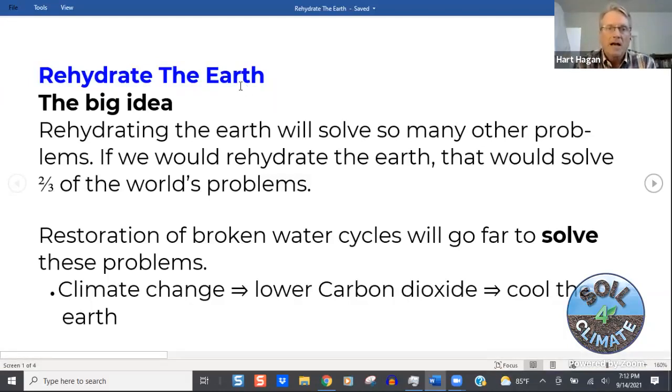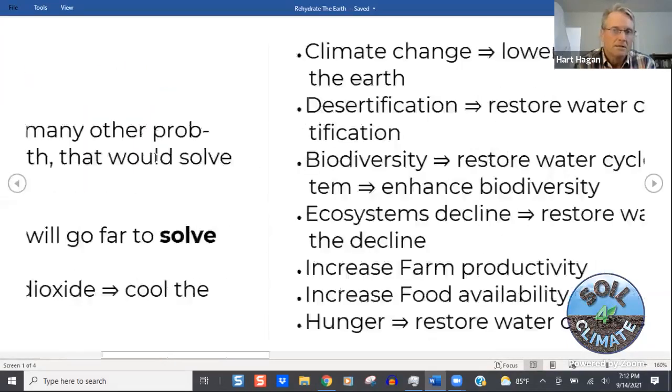So rehydrate the earth. So what's the big idea? The big idea, if you ask Hart Hagen, is that rehydrating the earth will solve so many other problems. If we rehydrate the earth, that will solve 2/3 of the world's problems, in my view. 2/3 minimum, guaranteed. So what are we talking about here?